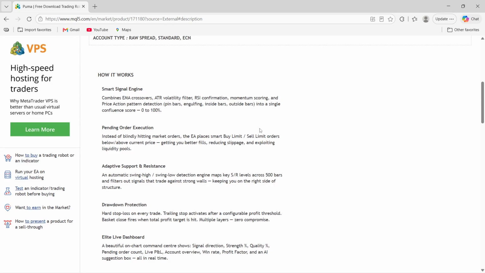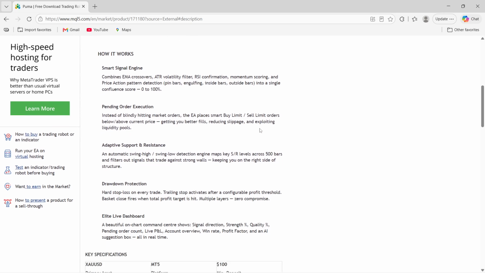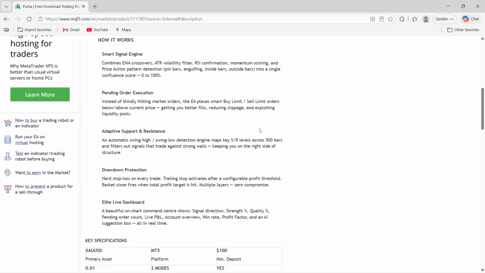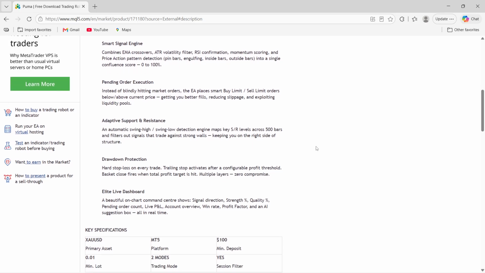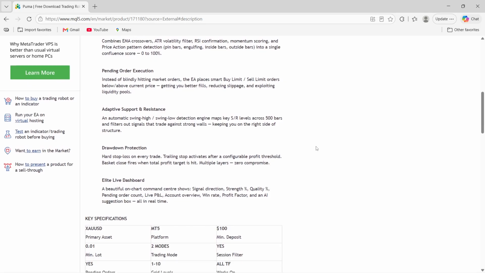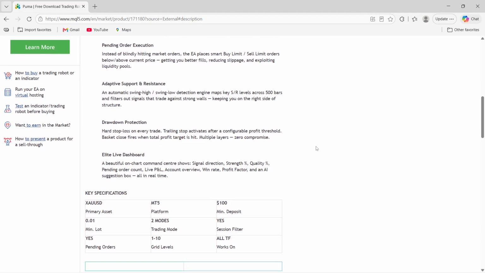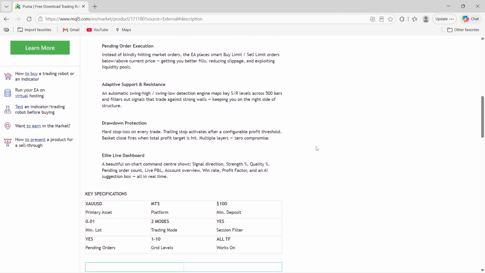Things like pin bars, engulfing candles, inside bars, and outside bars. Instead of just slamming market orders, it uses pending buy limit and sell limit orders placed around the current price. The idea is to get better fills, reduce slippage, and catch liquidity pulls or pullbacks. It also has adaptive support and resistance based on swing highs and lows over the last 500 bars. It filters out trades that go against strong structure.